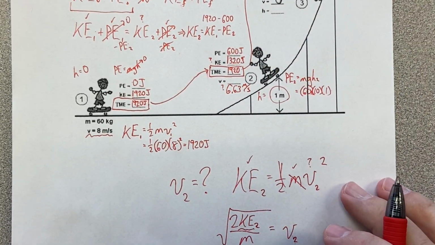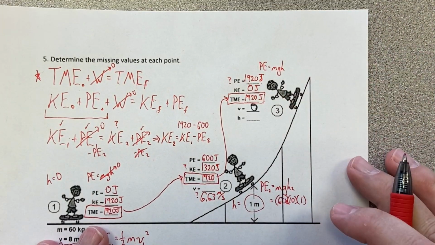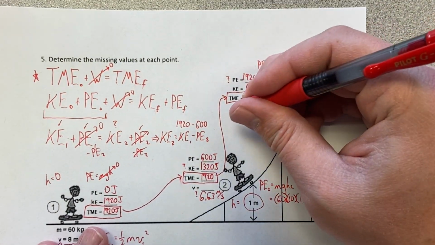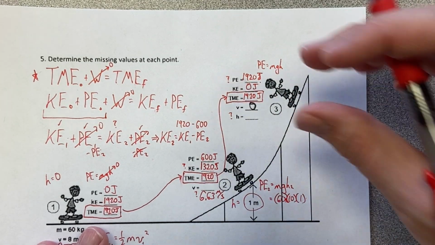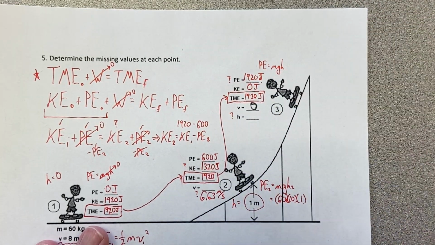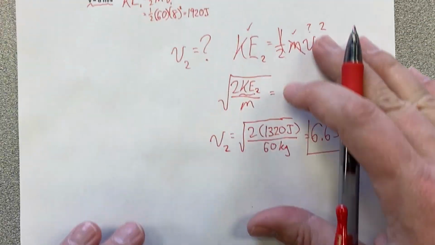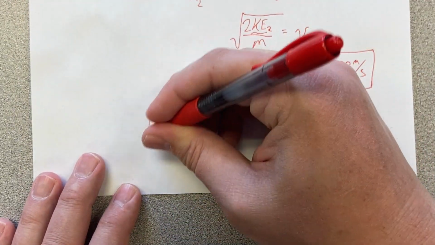I'm going to ask you to pause the video and see if you can figure out what the height at position 3 is, with the information that we have. So go ahead and pause, and I'll see you here in just a moment. Okay, done? Let's figure out what our height at position 3 is.